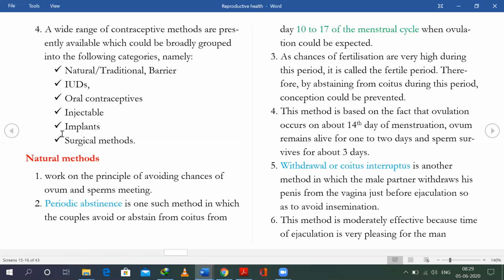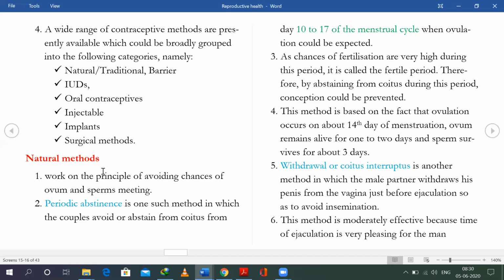And implants are small tubules which can be implanted under the skin. We'll be studying about this. And we have the surgical methods. Surgical methods are sometimes permanent. Many times surgical methods are permanent in the form of tubectomy and vasectomy. We'll also be studying about the surgical methods. So these are some methods that are available.